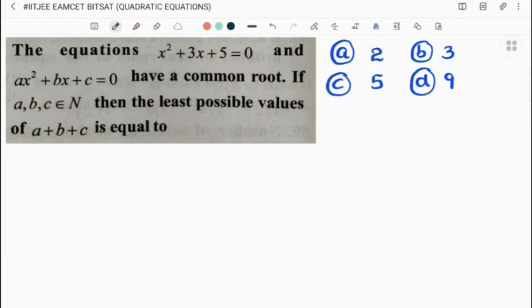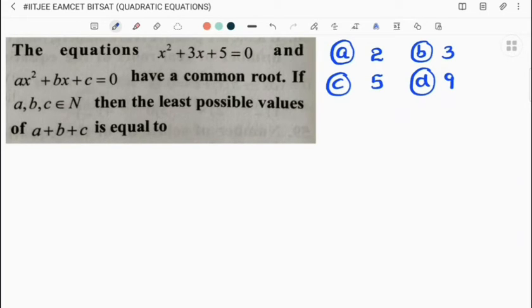In this video, we are going to discuss EAMCET, JEE, EAMCET, BITSAT type questions from quadratic equations. Let us have a discussion. The first question here: the equations x square plus 3x plus 5 equal to 0 and ax square plus bx plus c equal to 0 have a common root. If a, b, c belong to N, then the least possible value of a plus b plus c equal to.